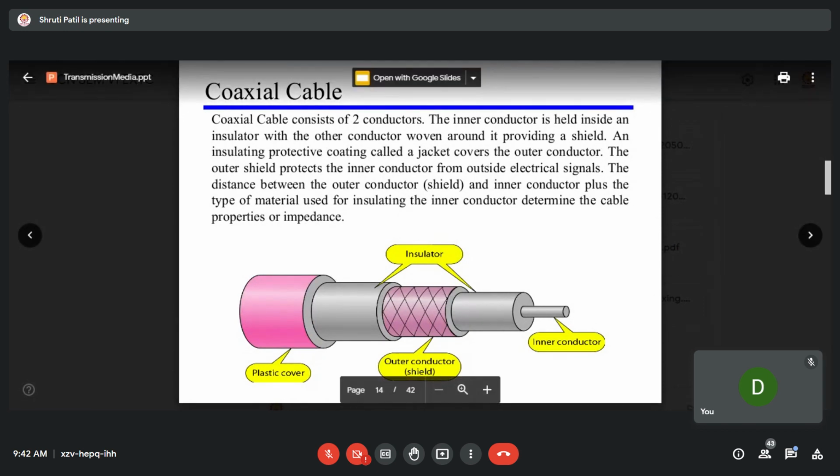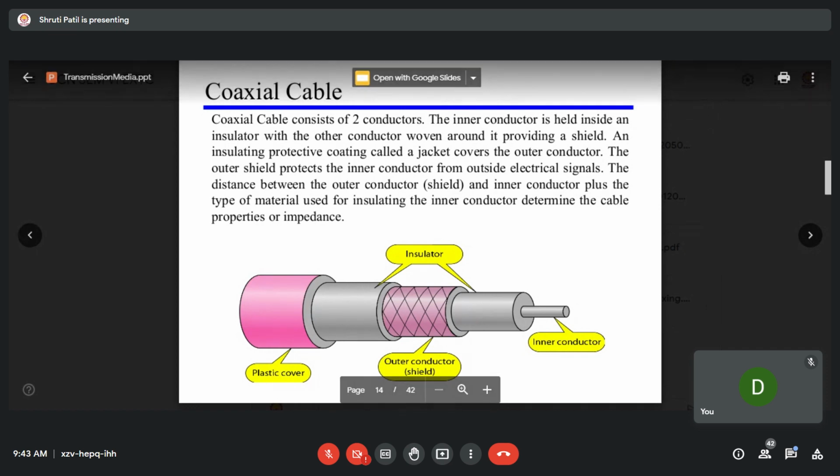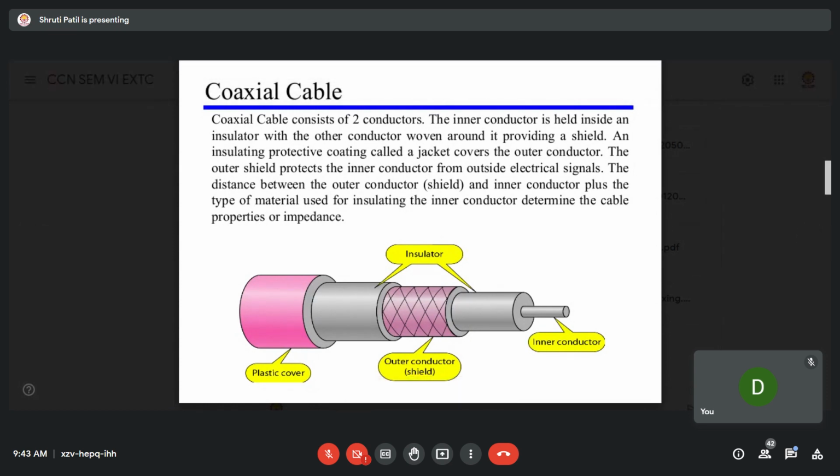So this is the inner conductor. This is the insulator which is covering this inner conductor. After this, there is an outer conductor, and again an insulator, and then a plastic cover. This helps in reducing interference. An insulating protective coating called the jacket covers the outer conductor.